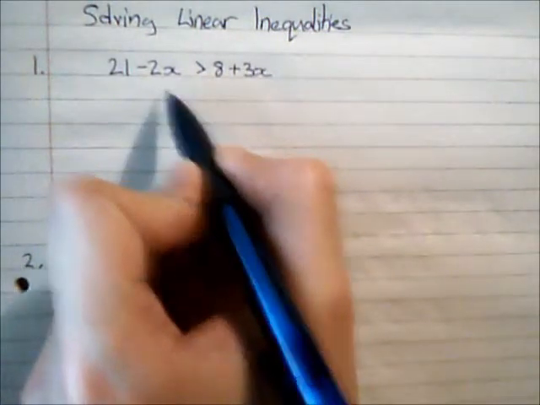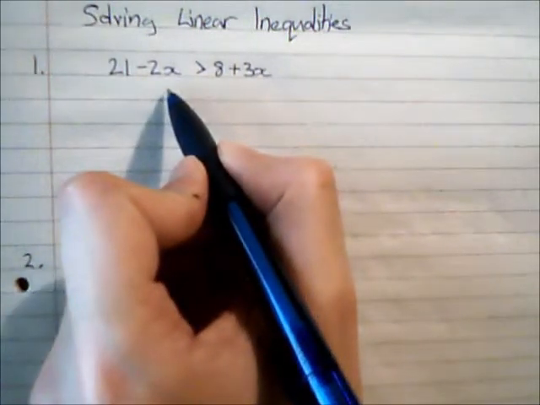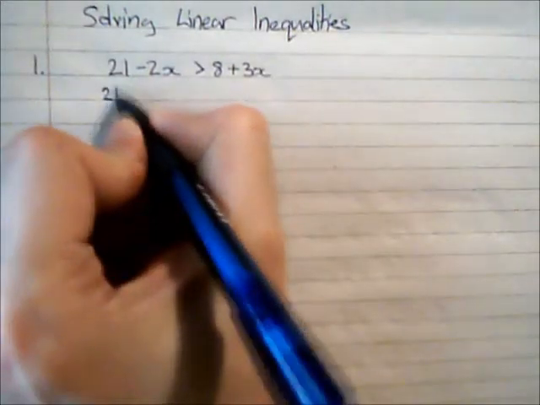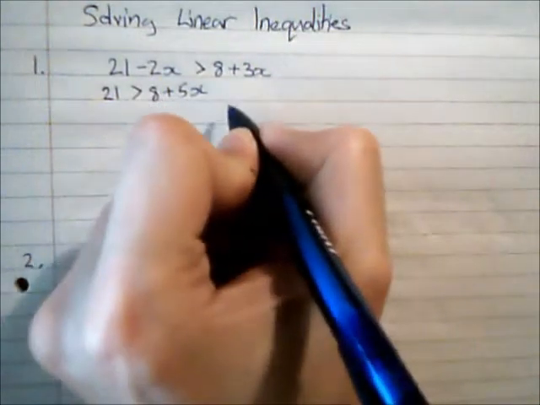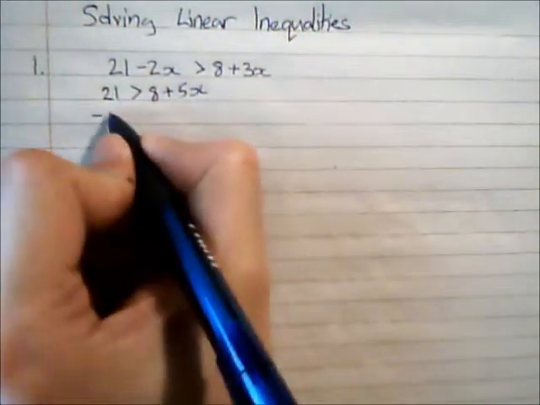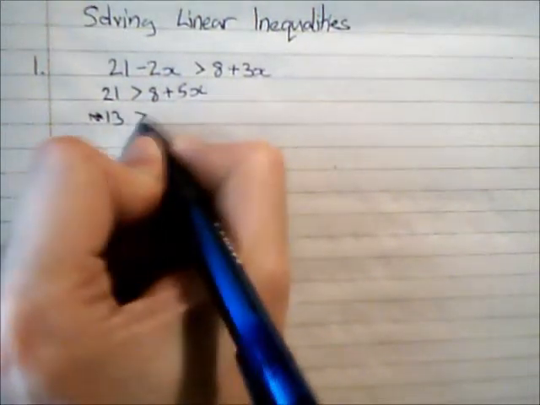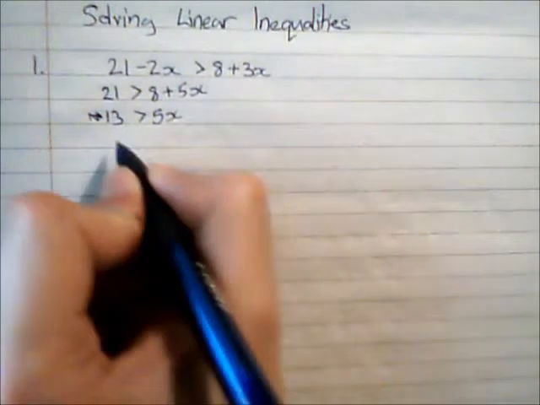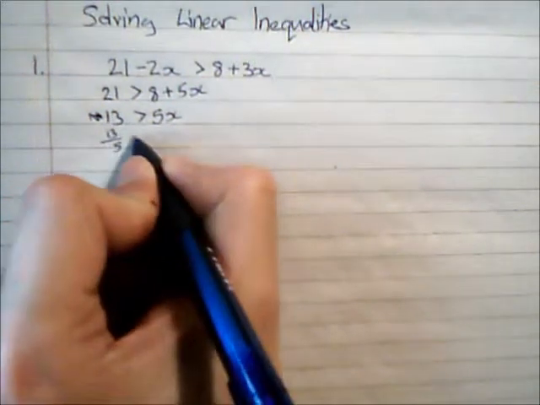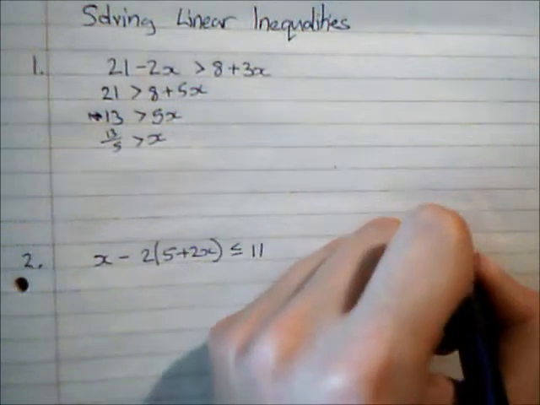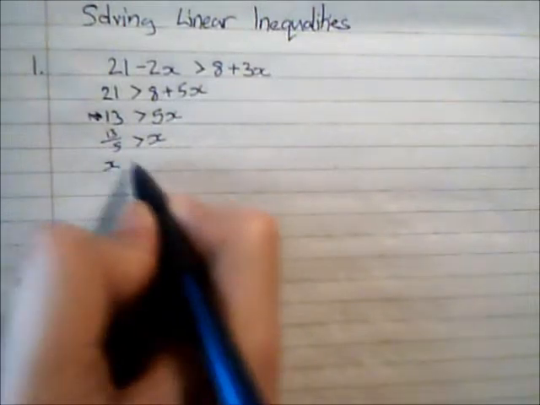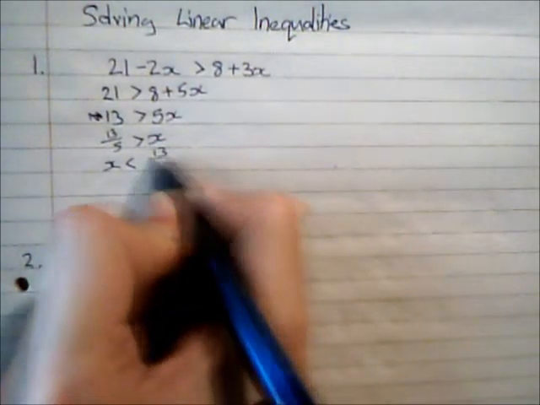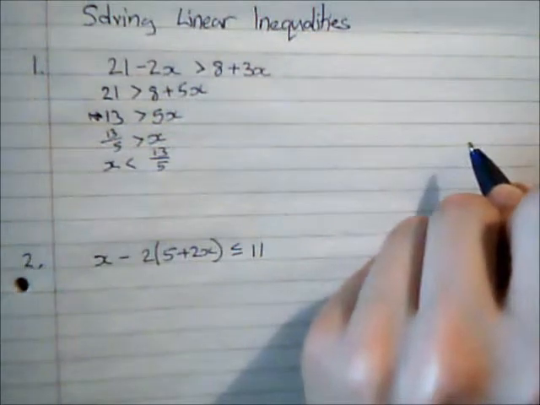So looking at this first example, I'm going to first of all add 2x to both sides. And then I'm going to subtract 8. And then I'm going to divide through by 5. And by convention we rewrite these with x first, so I'm going to have to reverse the inequality sign. So x is less than 13 over 5.